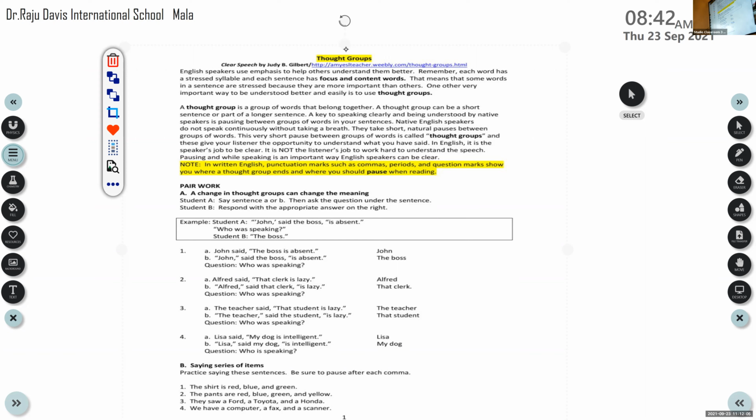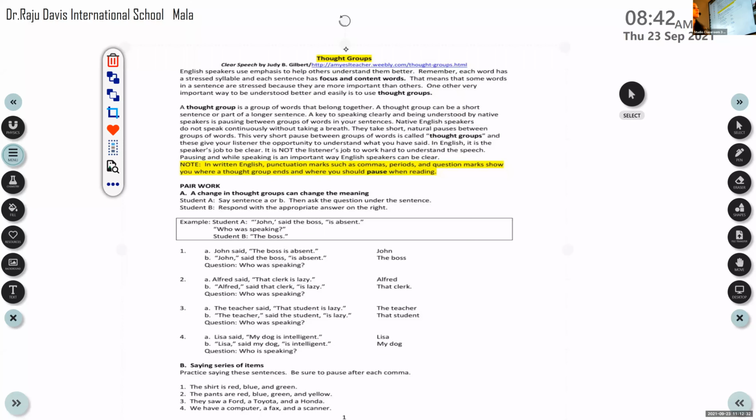In English, it is the speaker's job to be clear, okay? It is our job to make it clear to the other person. Don't expect the other person to understand whatever you say, okay? You have to make sure that you have made your speech or what you want to say, you have to make sure you have said it clearly. Are you able to understand? Yes, ma'am.